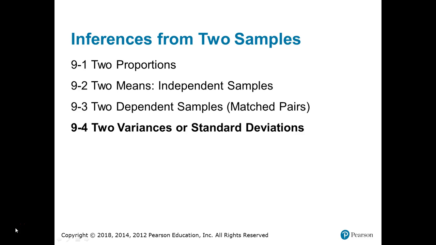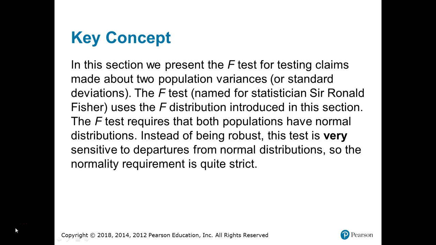In this video we are going to conclude chapter 9 by going through chapter 9 section 4. Now we are doing two samples and then we are analyzing and making inferences about two variances or standard deviations. So in this section we present the F-test. We have not done the F-test, and that is a different type of distribution.